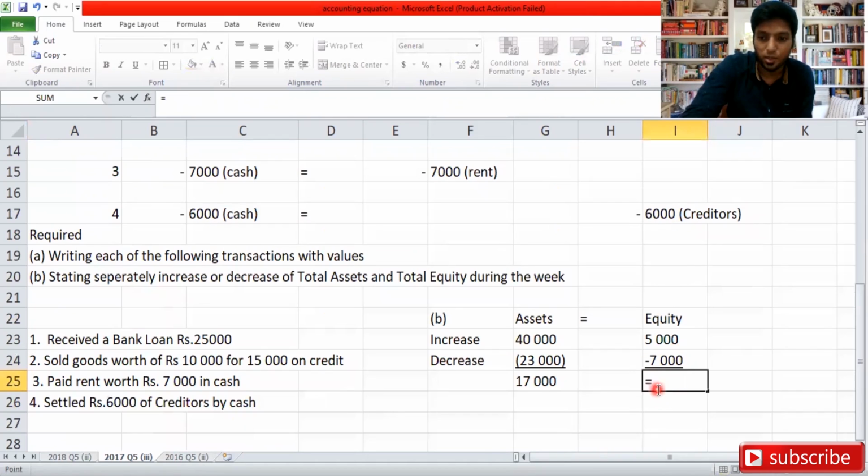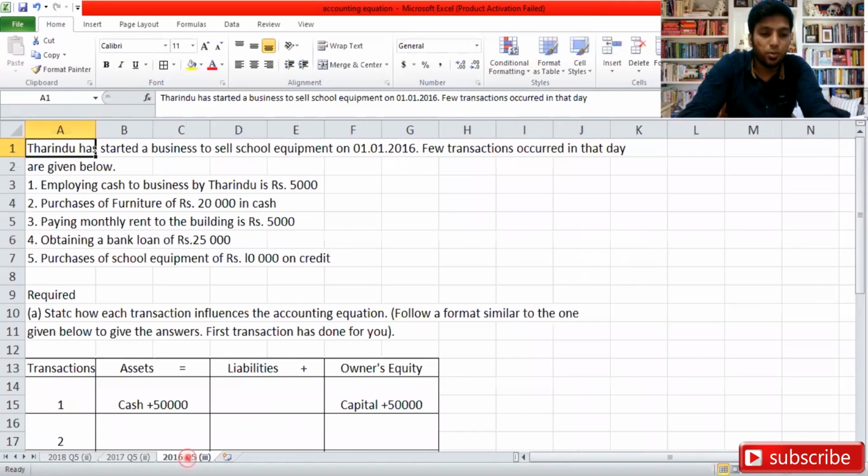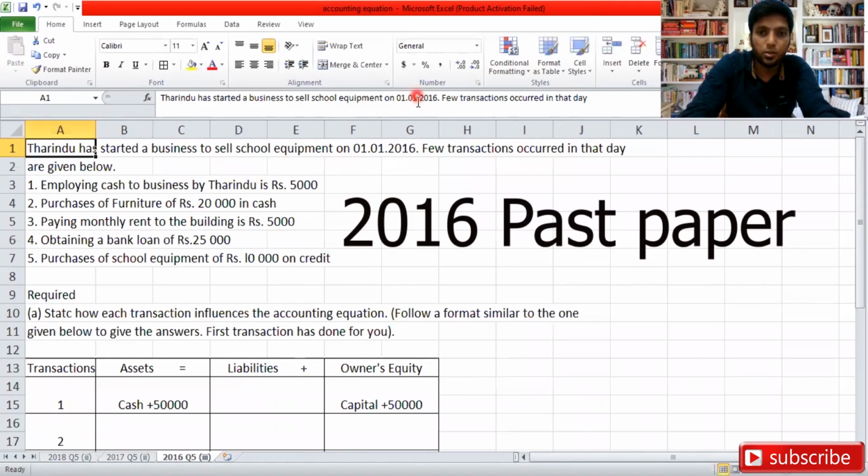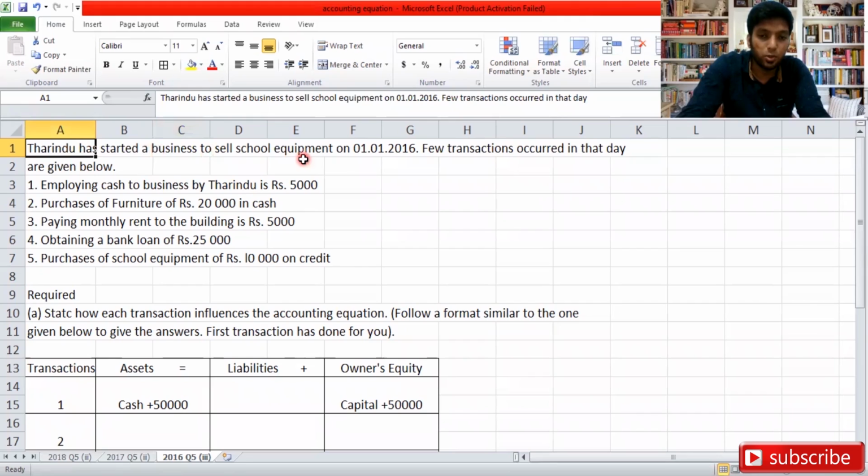So the same mistake I did here, minus 2,000. I didn't. So then we'll move on to 2016. I hope you understood 2017 and 2018. It says Tarinder has started a business to sell school equipment on 1st 2016. A few transactions that occurred on that day are given below. So remember the main production and selling is school equipment. So this is what they need to purchase. Always when you are reading a question, read what business they are doing, so you should not get confused.